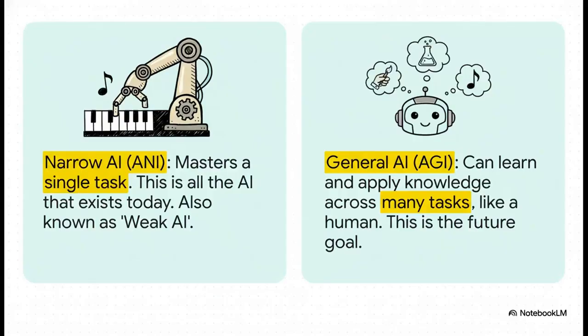This is probably the most important thing to understand about AI right now. Every single AI that exists today, and I mean everything, is what we call narrow AI. It's absolutely brilliant at one specific task, and that's it. The sci-fi version of AI, the one that can think and create like a human, is called general AI, or AGI. And that is the goal, the holy grail of the field, but for now, it's still just a goal.